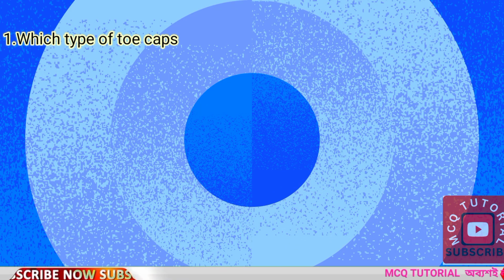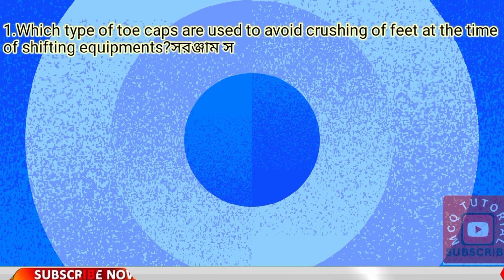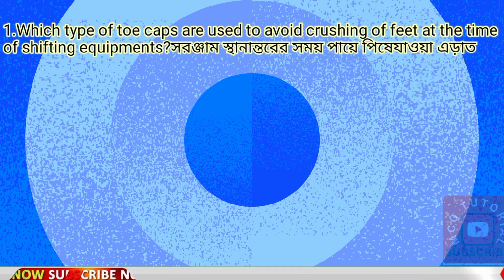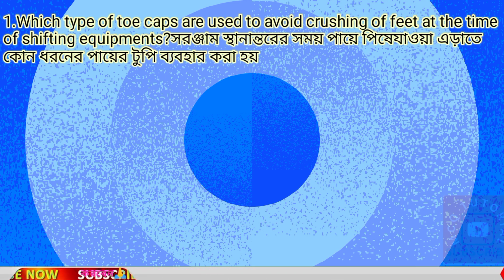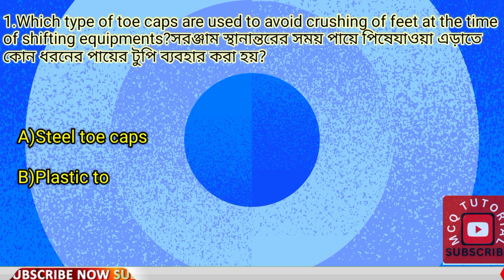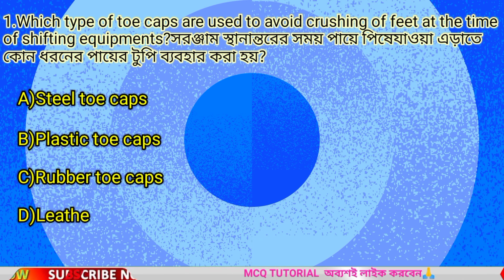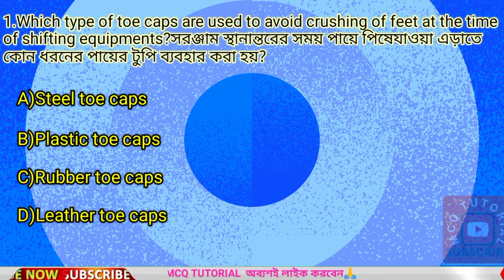Which type of toe caps are used to avoid crushing of feet at the time of shifting equipment? Option A, steel toe caps. Option B, plastic toe caps. Option C, rubber toe caps. Option D, leather toe caps.